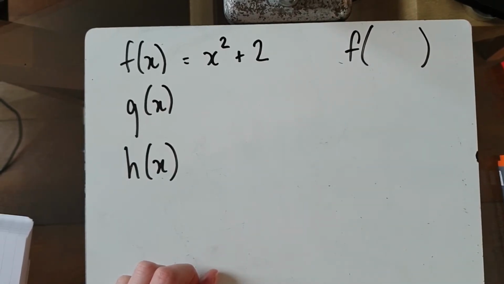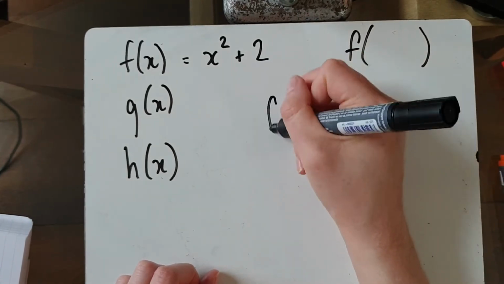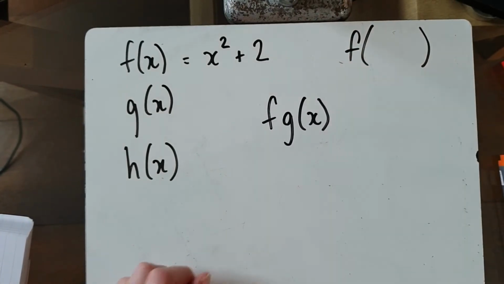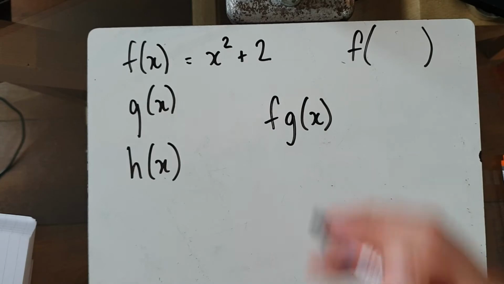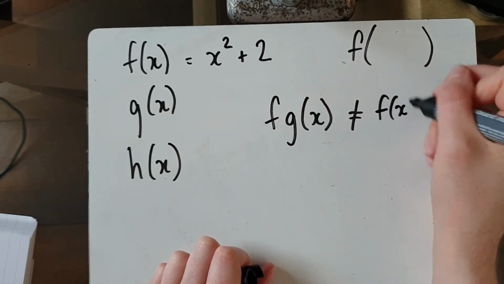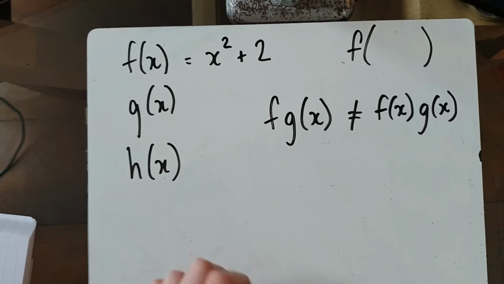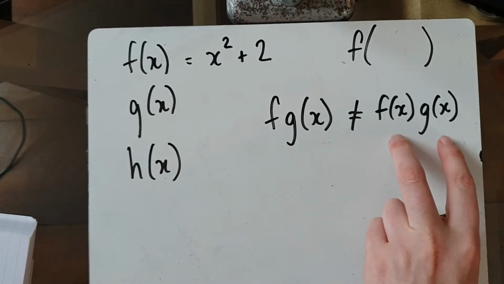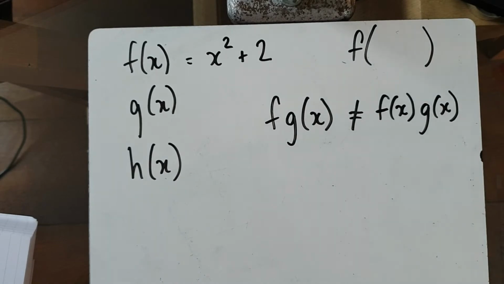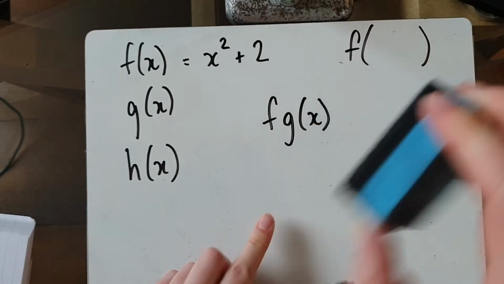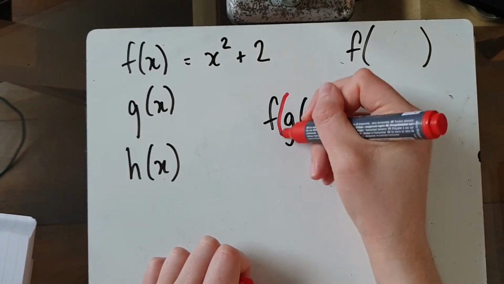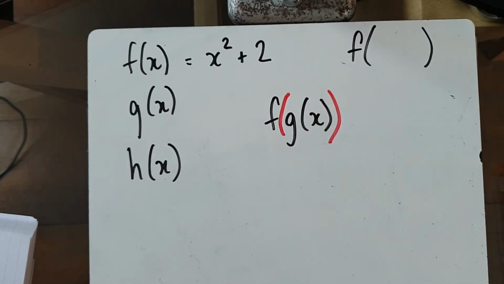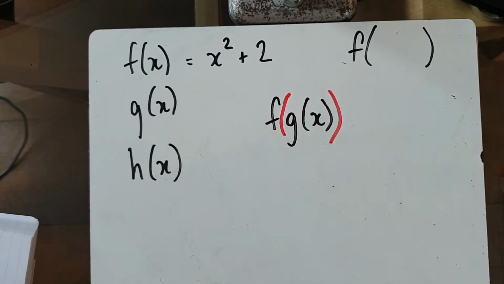If f is followed by g of x, for example, so if I had fg of x, like I said, f does not exist on its own. This is not the same as f of x times g of x. If we were doing f of x times g of x, we'd have to do this. fg of x means that we've put x through g first of all, so we've done g of x, and then we've put whatever comes out of g of x through f. So I'm going to do an example now to show you what I mean.